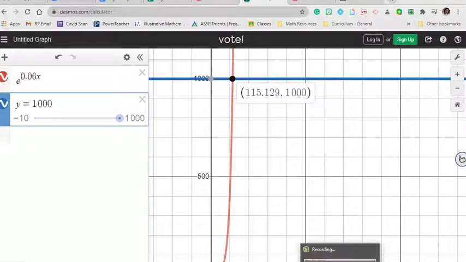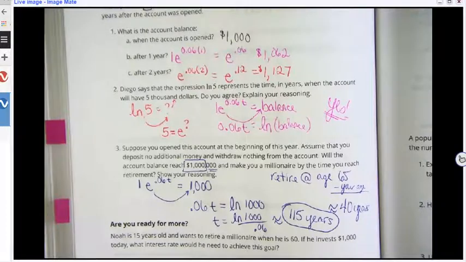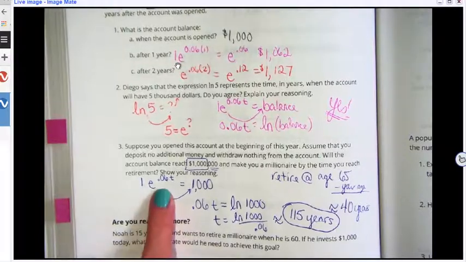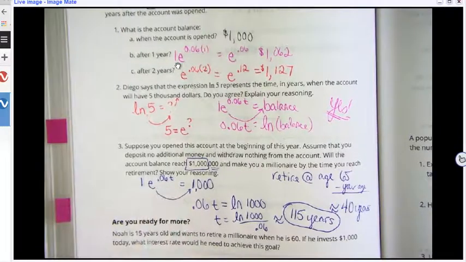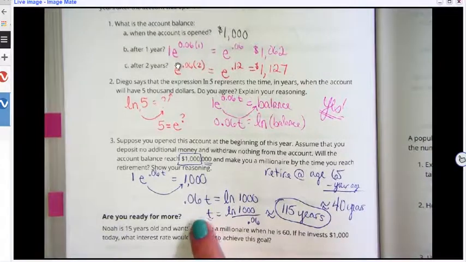So, not going to happen. Sorry, friends. Got to invest more than $1,000 right now and let it sit there at this interest rate of 6% growth for it to become $1 million.